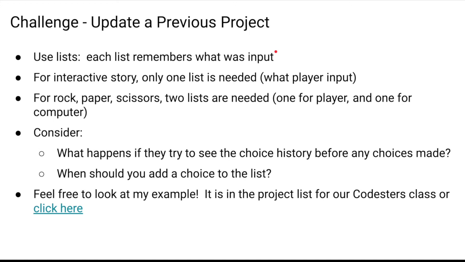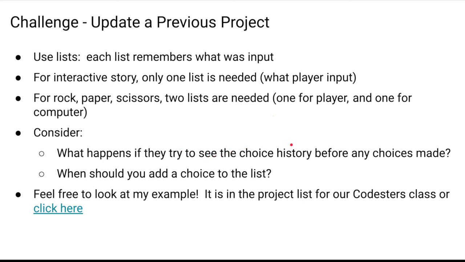If you want to do this on a previous project, you certainly can. So I did mine on rock, paper, scissors. Maybe we did an interactive story where people were able to type in, I want to go to the moon, or I want to go to the park, or something like that. You can keep track of what they input, anything you want, just something that's going to use a list to remember what a player or user input into a program. So rock, paper, scissors, I needed 2 lists, one for the player and one for the computer. If you're doing the interactive story or something like that, you'd only need 1 list. Maybe you did something more complicated, you might need more lists.